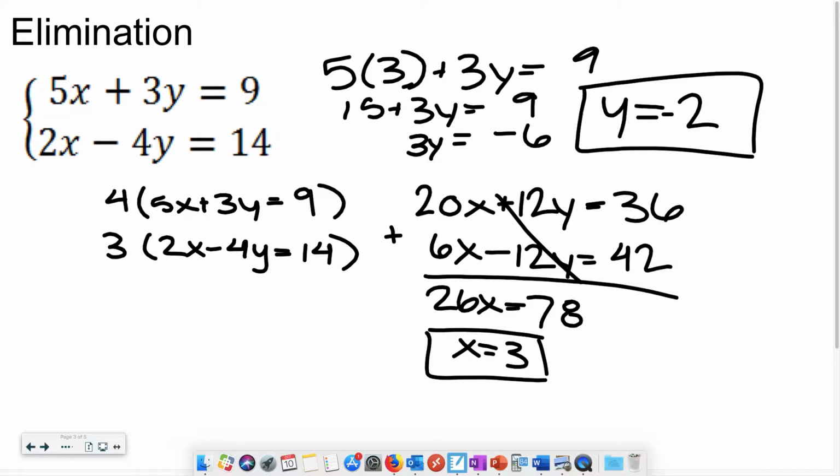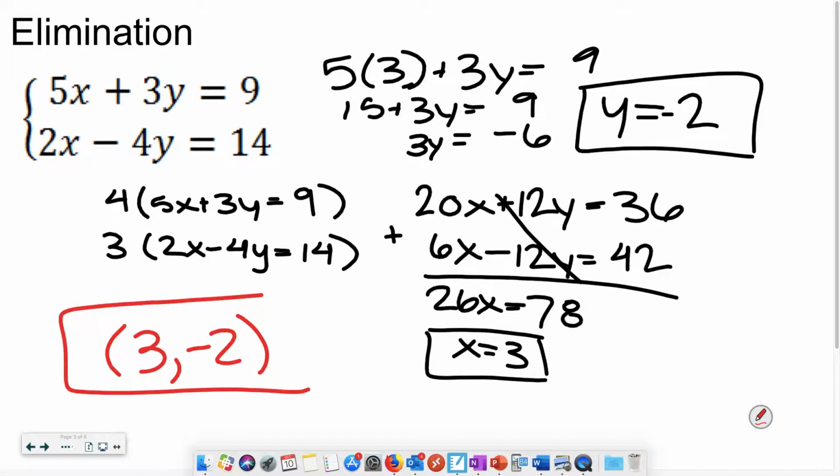Then she could take this 3, and it doesn't matter where she goes. It's the solution, so it should work in either one to get the same answer. So she just chose the first one. She plugged 3 back in for x to get y is -2. Now, what did I say? This is a coordinate. So I really need your solution to be written as a coordinate. Okay. Those of you who did substitution, are you getting 3, -2?